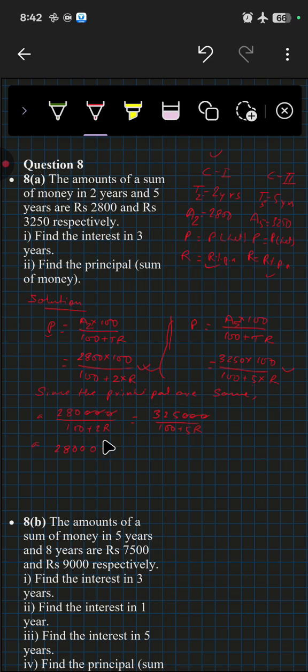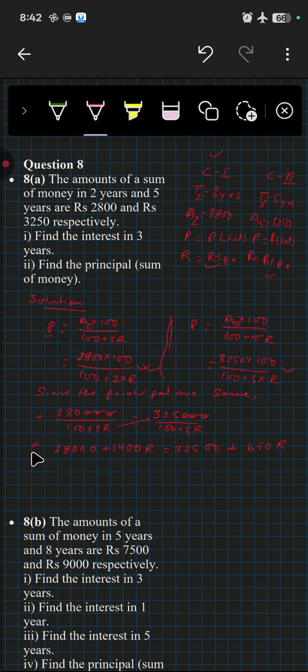How much is that going to be? Let's write that. 5 times 8 is 40, 5 times 2 is 10, 10 and 4, 14. So 1400R is equal to, similarly on this side when we cross multiply, 100 into 325 is 32500, plus 2R into 325, it will be 650R.